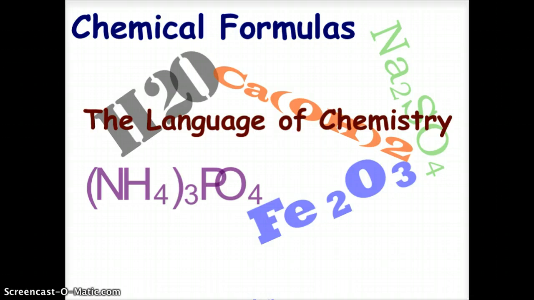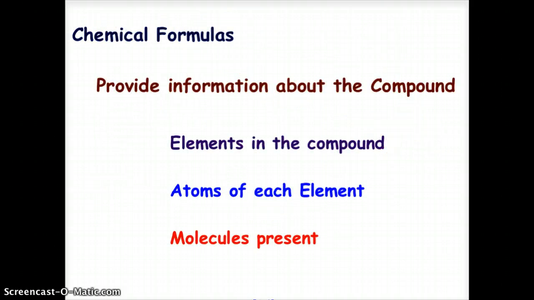So we all have a basic way of communicating, and we all agree on the same rules. We are going to talk about the language of chemistry and chemical formulas. These chemical formulas provide information about the compounds, the molecules that we are dealing with in our chemical reactions. This basic information includes the elements in the compound, how many atoms of each element, and how many molecules may be present.